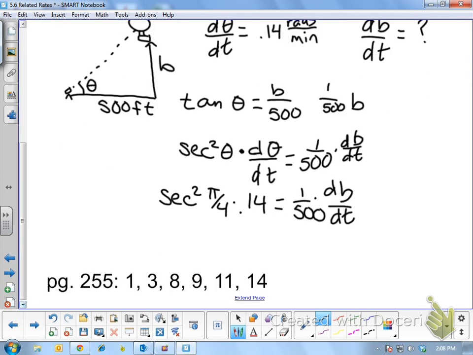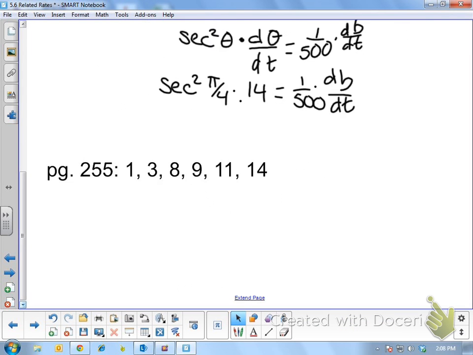I think we're going to take 2 days on this and not just one. So Monday we'll actually do one more day of related rates, Tuesday review, Wednesday test. And that particular test will go on quarter 2 since it's so close to the end of it.